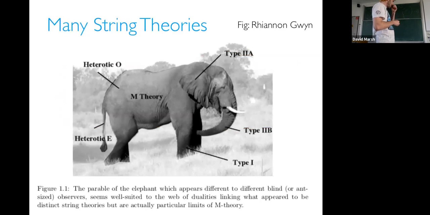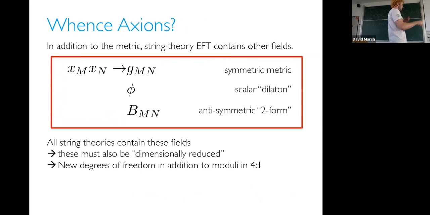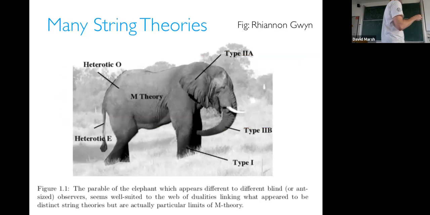But of course, there isn't just one type of string theory. So I said all string theories have these fields. What else you have depends on where you are in the web of string dualities. So this is a nice figure from the PhD thesis of Rhiannon Gwynn. She's showing the parable of the elephant. So first of all, you know that there are these five different types of string theory: type 2A, type 2B, type 1, heterotic E8xE8, and heterotic SO(32). And they are all related via dualities, T dualities, S dualities, things like this. And they're supposed to all be one manifestation of this thing called M theory.